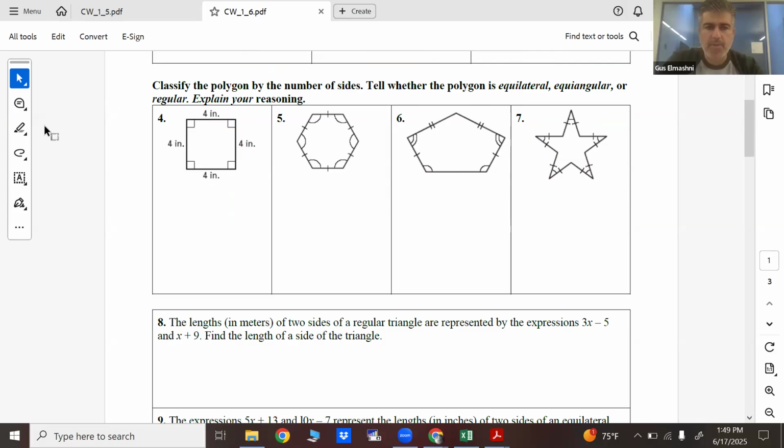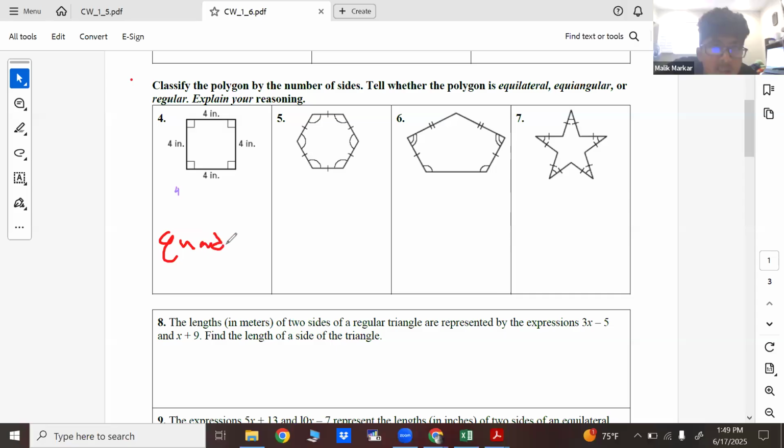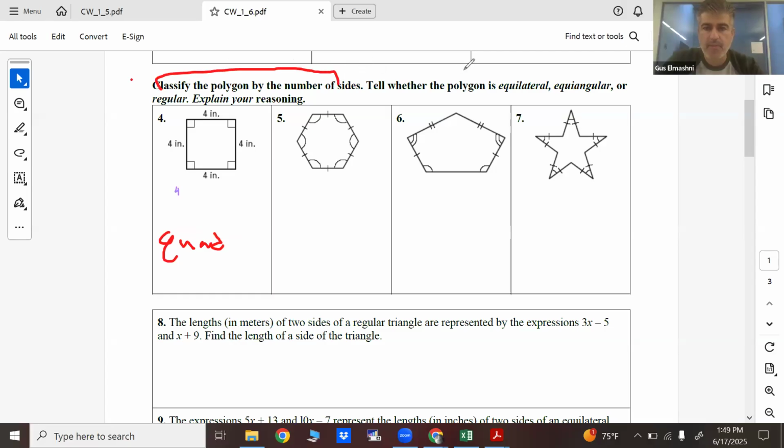So here it asks to state the number of sides, and also whether it is equilateral, equiangular, or regular. Regular means it's both equilateral and equiangular. So in this case, that's 4 sides, so you can say it's a quadrilateral. Wait, that's not one of the options though. No. You classify it first, then tell whether it's equal. So that's a quadrilateral and it's regular. Hence, it's a square.